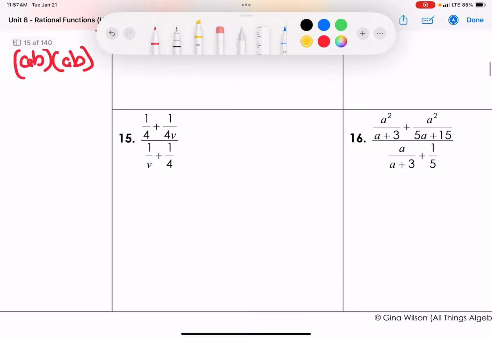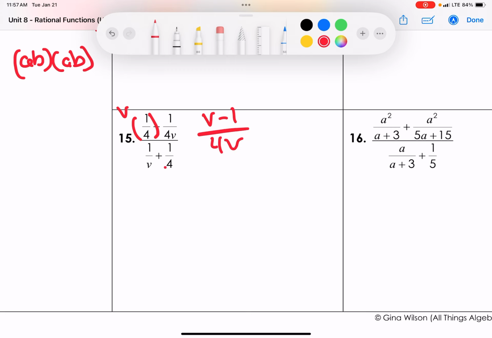All right, last problem. Looks like we're doing the same thing. All right, common denominators. So there's a 4 here and a 4v here. So the only thing I have to do is multiply this side by v. So now I'm going to have v over 4v minus 1 over 4v. So now this technically just becomes v minus 1 over 4v.